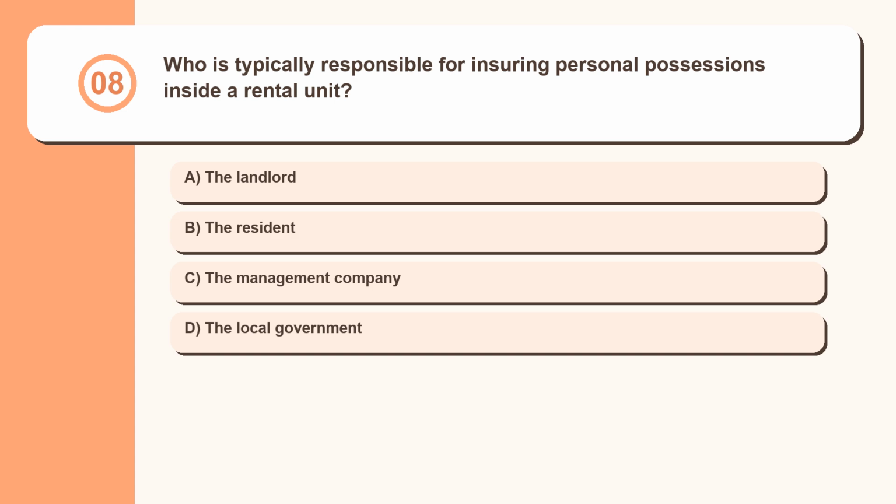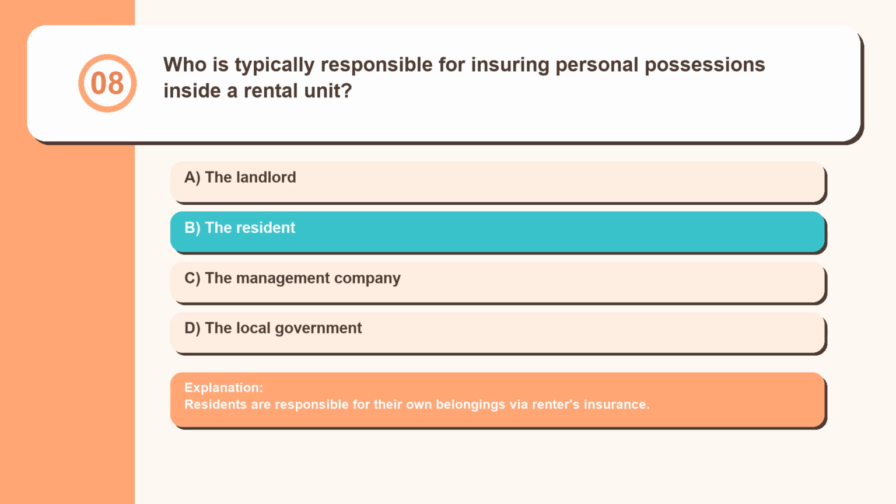Question 8. Who is typically responsible for insuring personal possessions inside a rental unit? The landlord, the resident, the management company, the local government. Residents are responsible for their own belongings via renter's insurance.